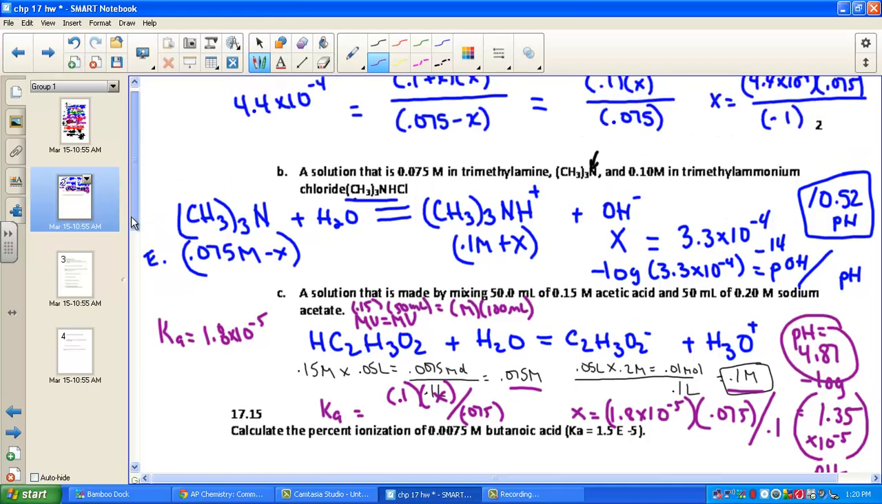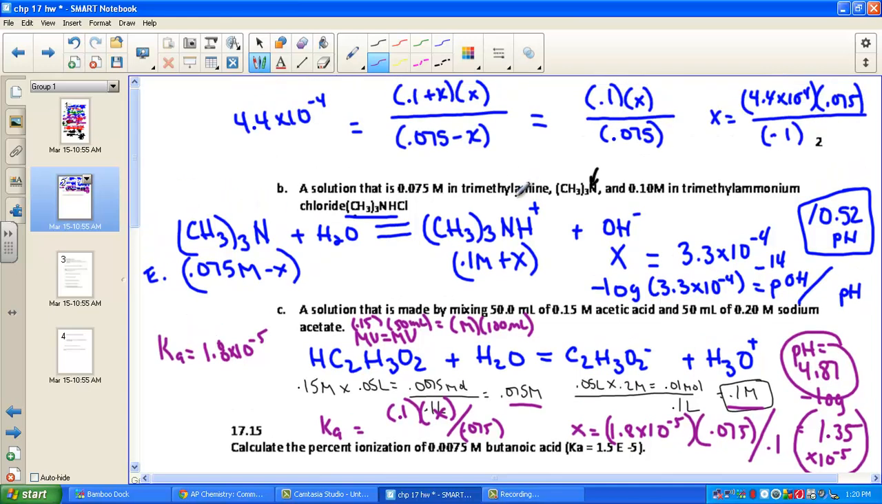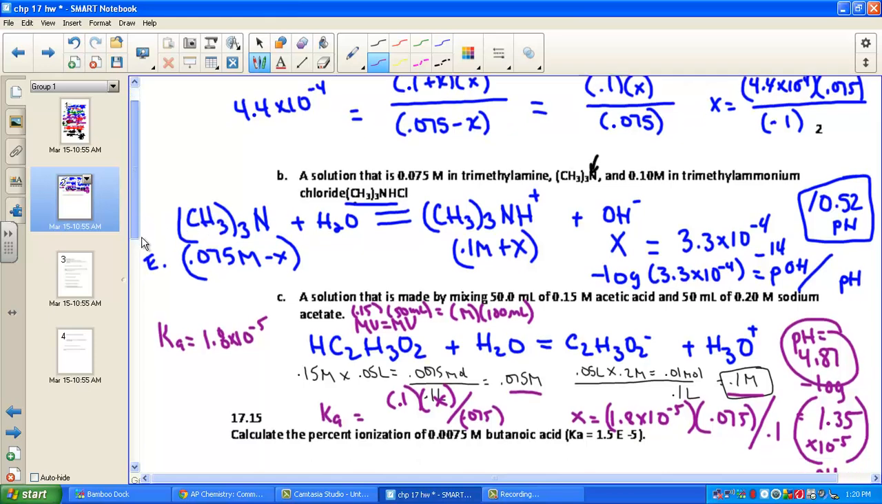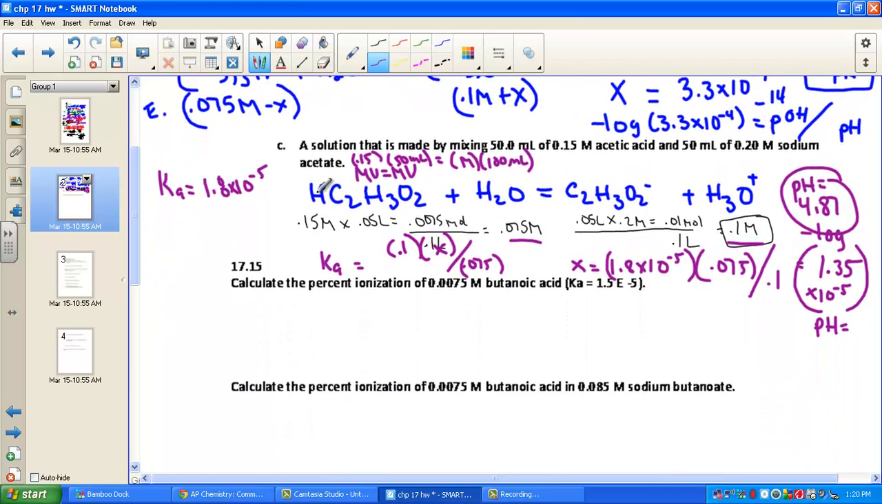What made this problem different? Before, we were not given volumes. We had a solution that was already given to us. The solution had two components. The solution had a weak base and its salt already. Letter A had a solution where they were already mixed together.